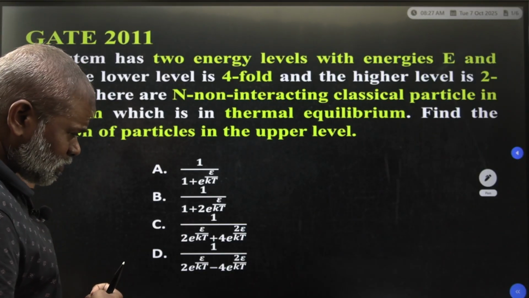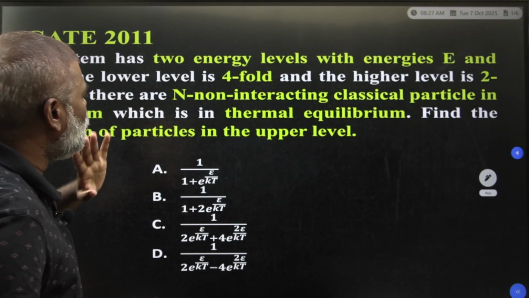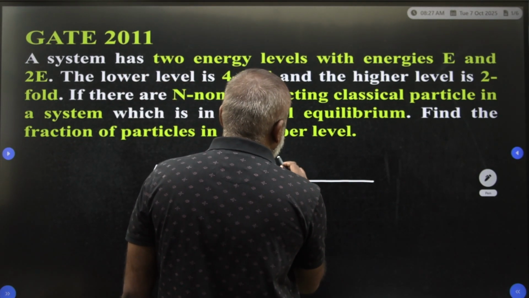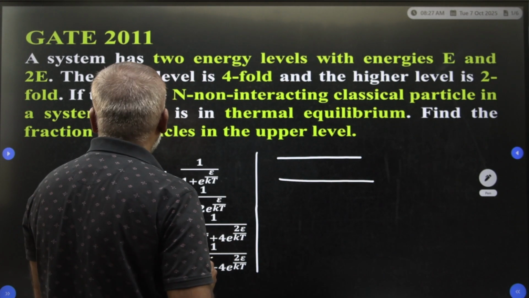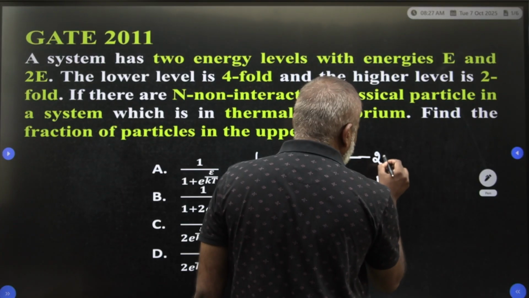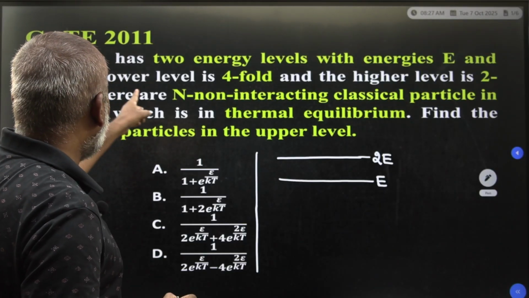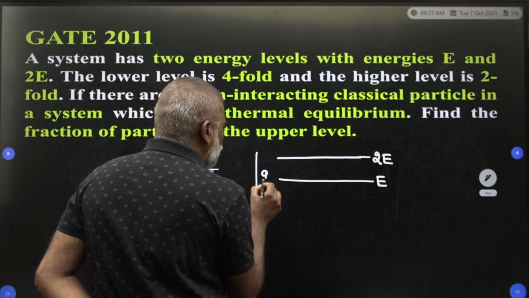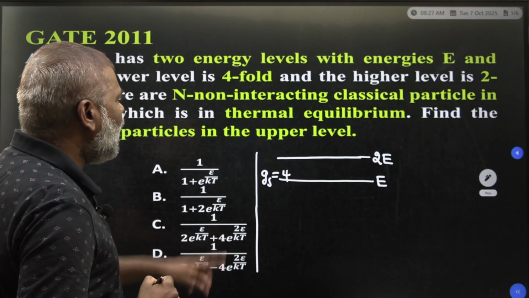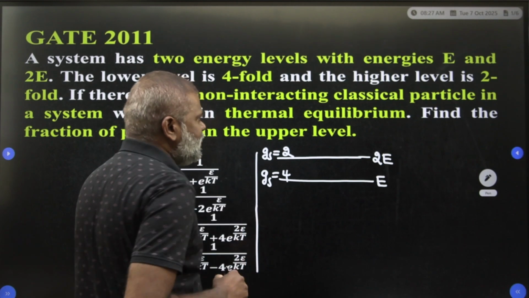Let us see GATE 2011, where one question was asked. A system has two energy levels with energies E and 2E. One energy level is E, another energy level is 2E. The lower energy level has fourfold degeneracy, that is the degeneracy is equal to 4, and the higher energy level has twofold degeneracy.